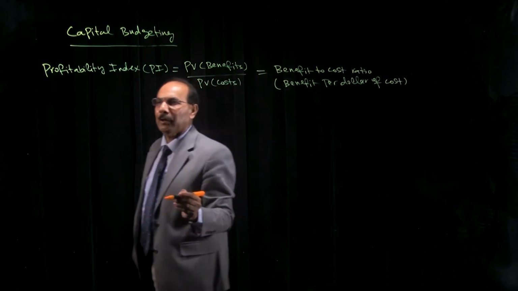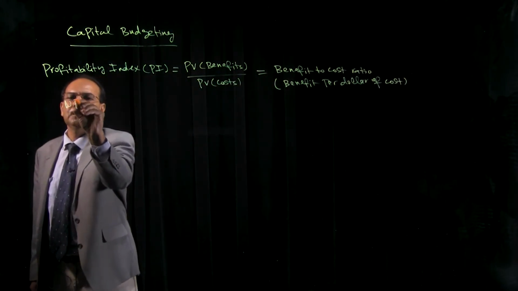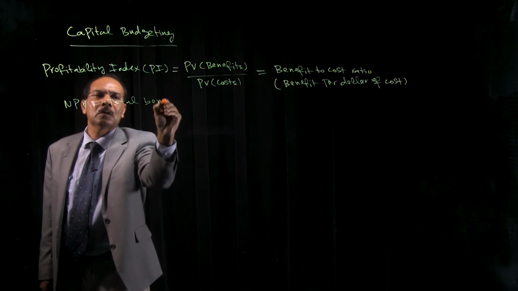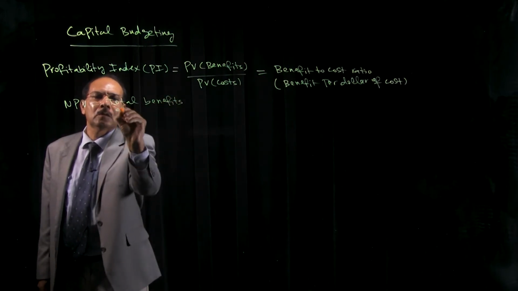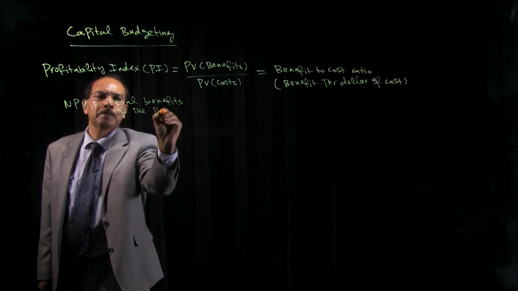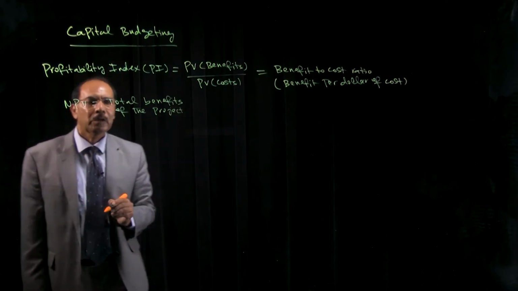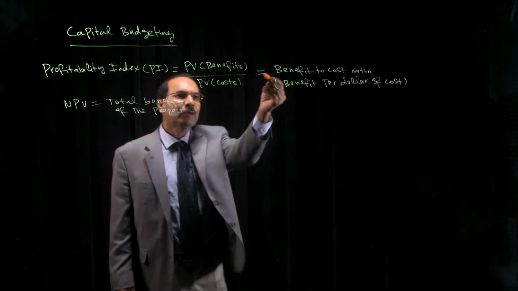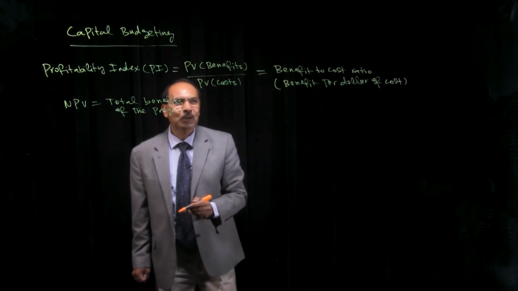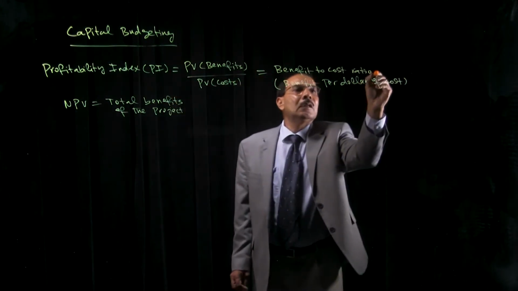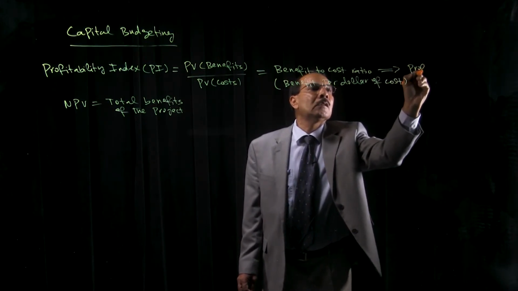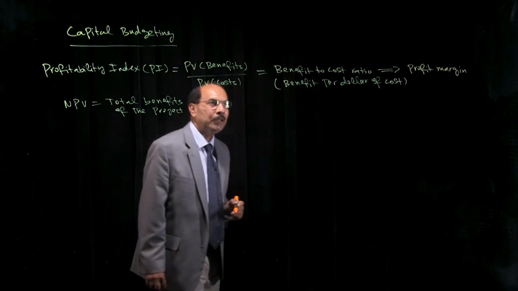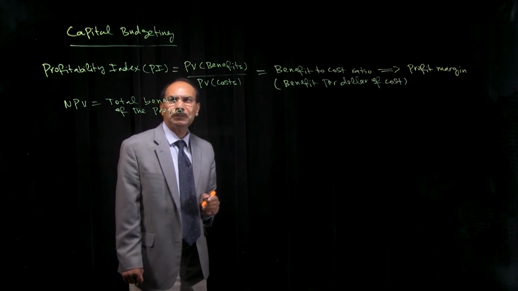So let's compare it to the net present value tool that we learned earlier. The net present value is the total benefits of the project, whereas profitability index is going to be the benefit on a per dollar basis. So we can also call the profitability index as really the profit margin.